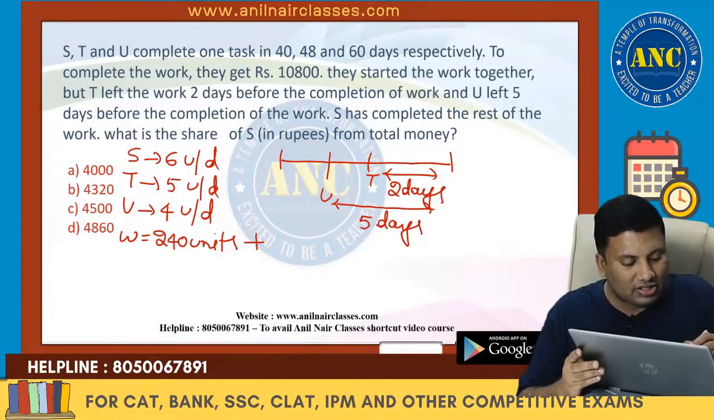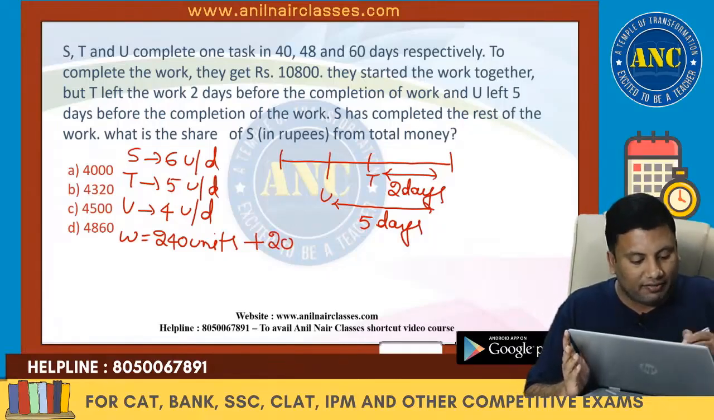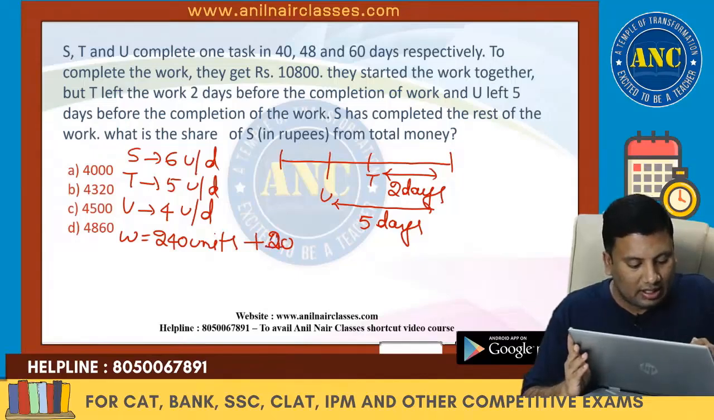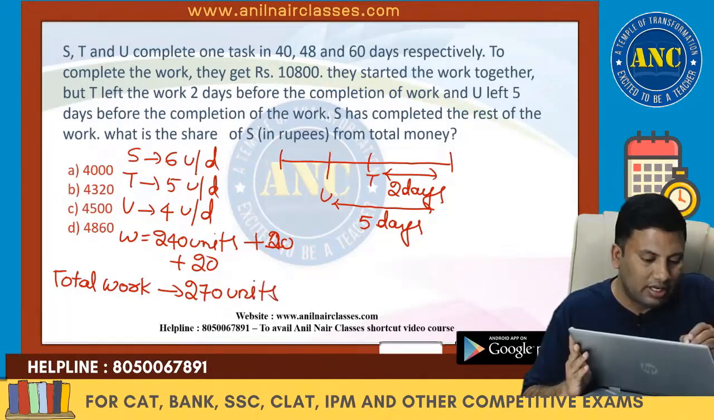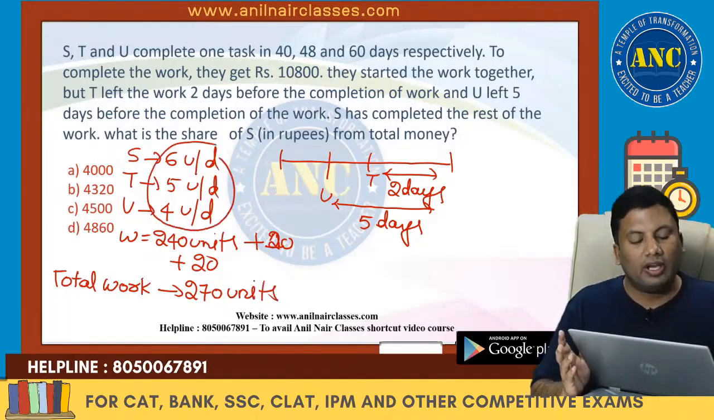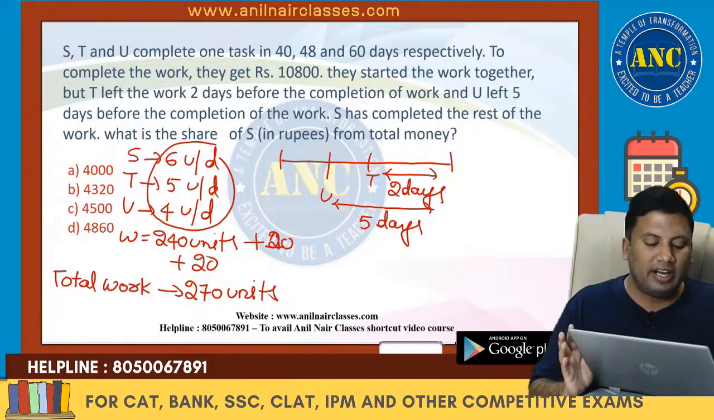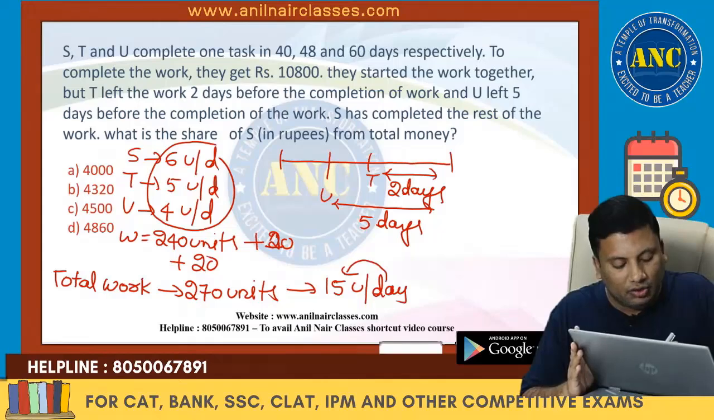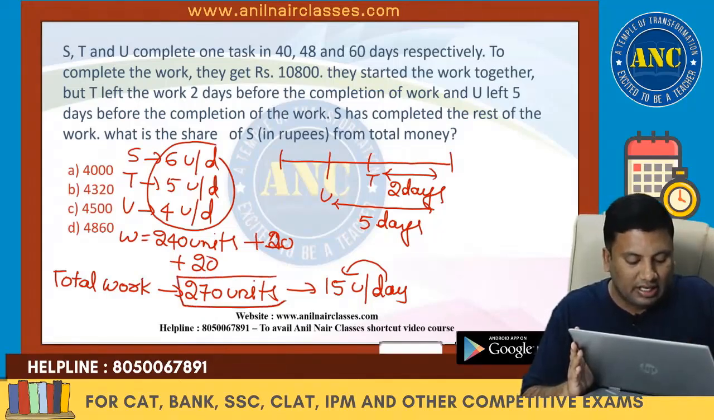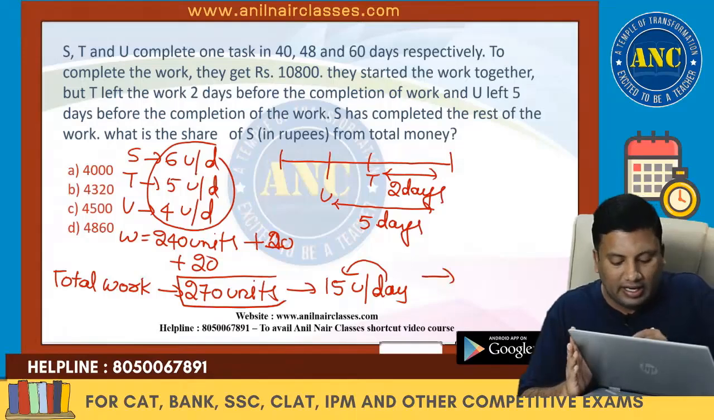So 2 days, if he has not left the work, 2 into 5, 10. Next one, U left the work 5 days before, so it is 4 5s are 20. So total work is nothing but 270 units. Each day, how much are they doing? 6 units per day, 5 units per day, 4 units per day. So every day they are doing 15 units per day. One day 15 units. To complete 270 units, how many days are required?